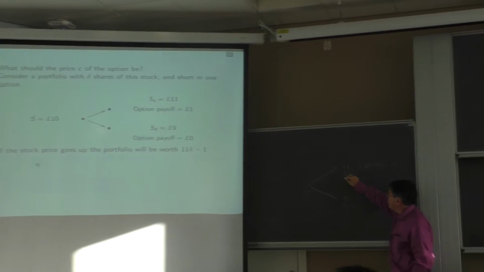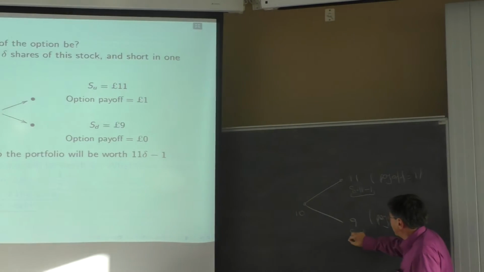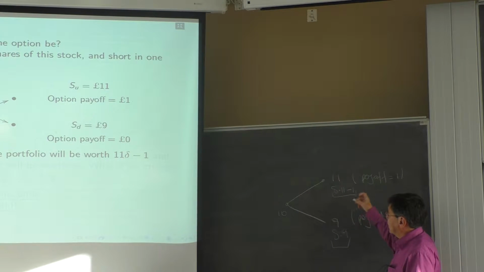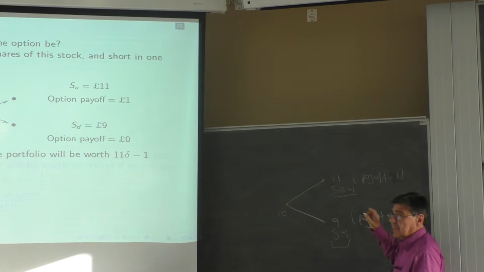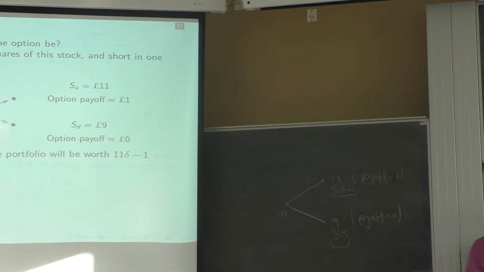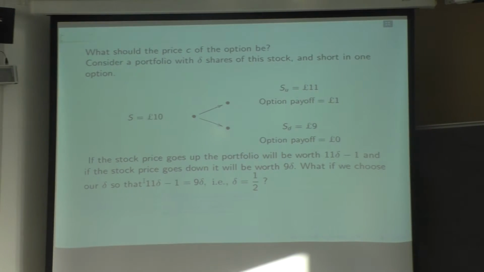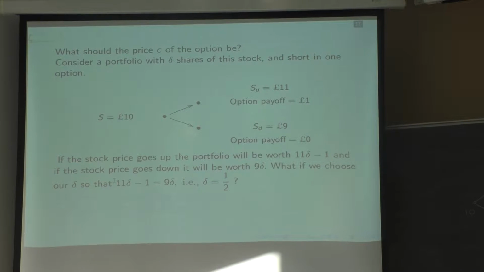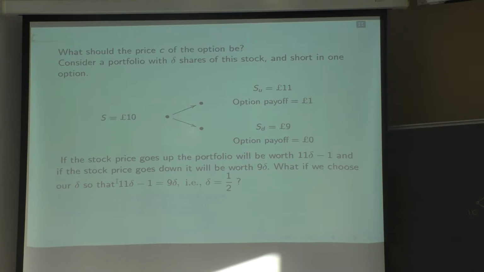So these are the prices of this portfolio just constructed in 2 states of the world. And I'm going to choose delta cleverly enough so that these 2 numbers are the same. So I set this to be that, and I solve for delta. And when I do that, I get some value of delta, in this case, half. So let's assume that you can buy and sell half a share. So you have a portfolio which has half a share in it and minus 1 call options.